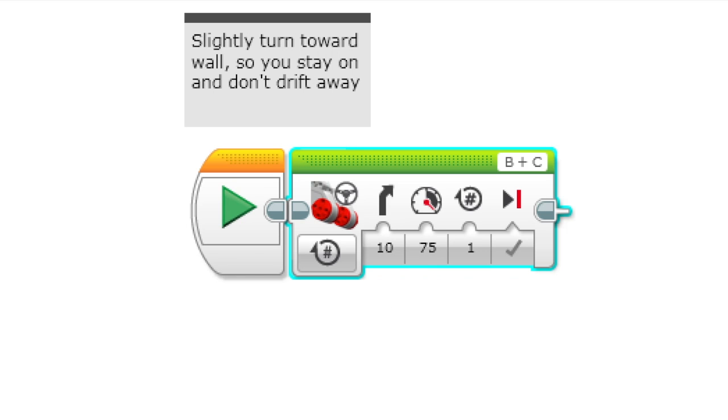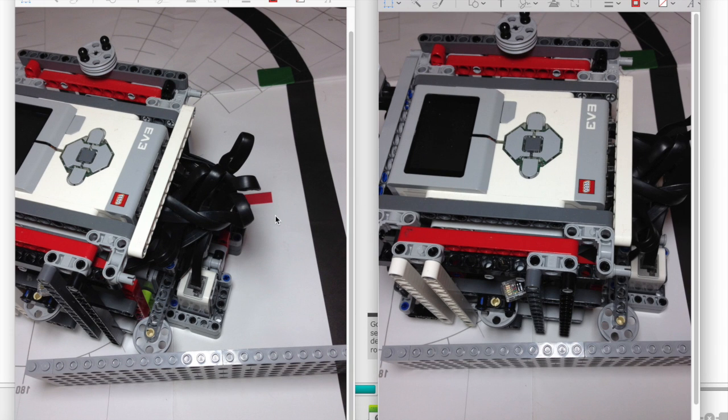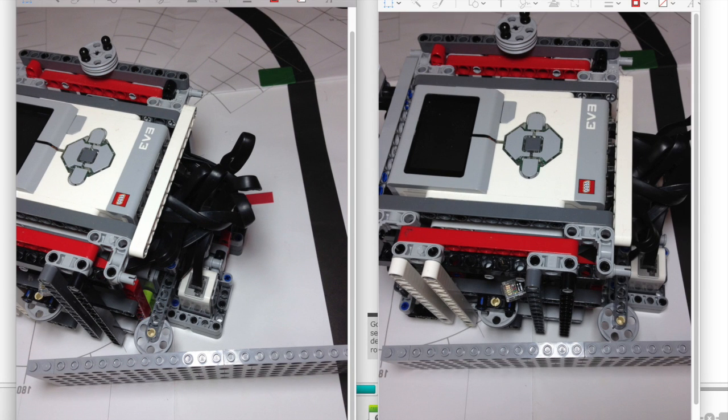So here are some pictures to visualize what we mean. Over here, it comes in at an angle, but as we turn against the wall, that angle decreases, but the robot still stays on the wall the whole time. So that's what we want to do.